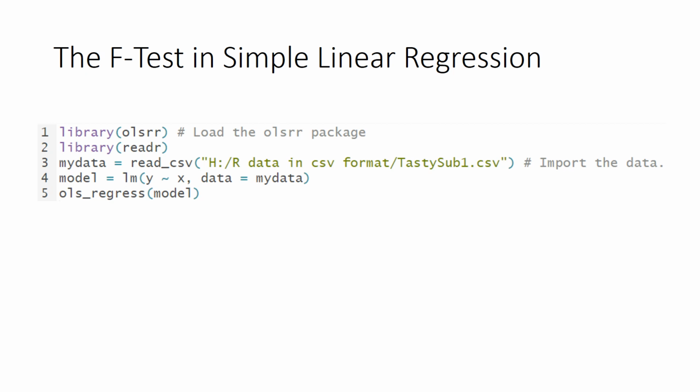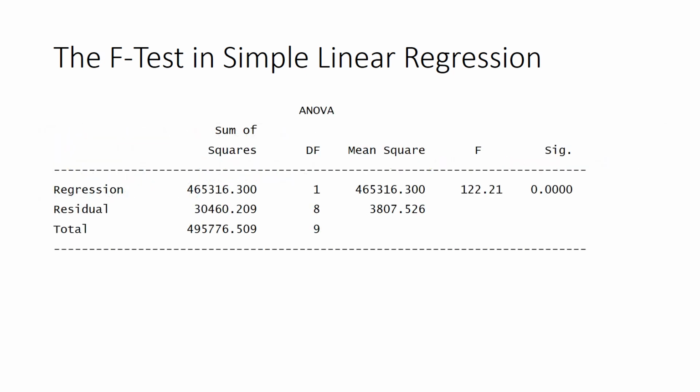In line 5, ols_regress(model) produces a lot of regression output. In this video, we're only looking at the F-test. And this slide shows the ANOVA table. ANOVA stands for Analysis of Variance. This is a nice display of the sums of squares, the degrees of freedom, the mean squares, the F-ratio, and the column on the right that's labeled Sig is the p-value. The F-value of 122.21 is very high, and the p-value is less than 0.0000. The null hypothesis of no relationship is rejected, and so we conclude that the model is significant.